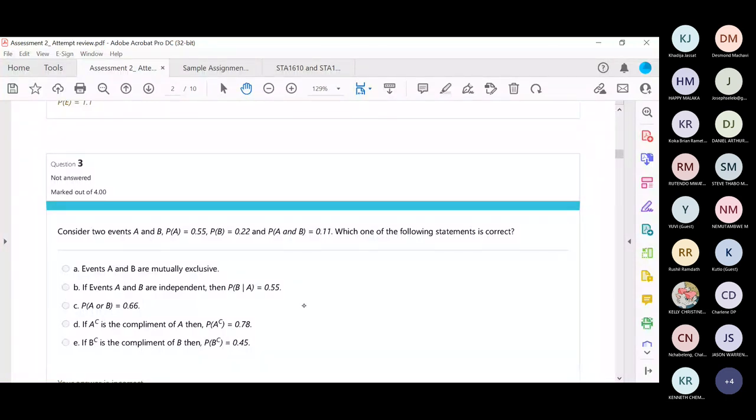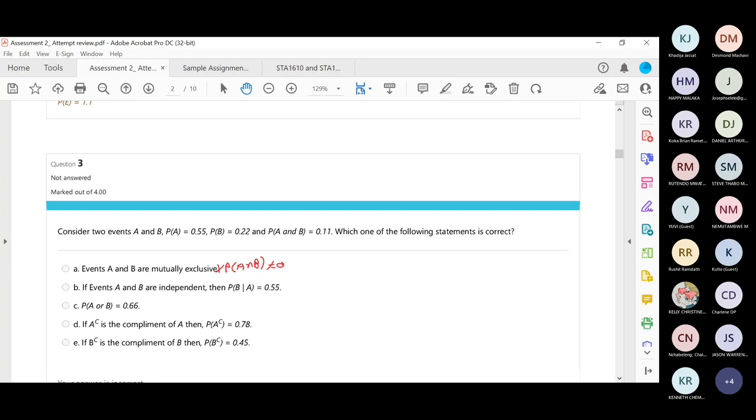If events are mutually exclusive, we know that the probability of A and B should be equal to 0. Is it equal to 0? Look at the statement that is given. No, that's false. It's not equal to 0, so this one is incorrect. So we move on to the next one.